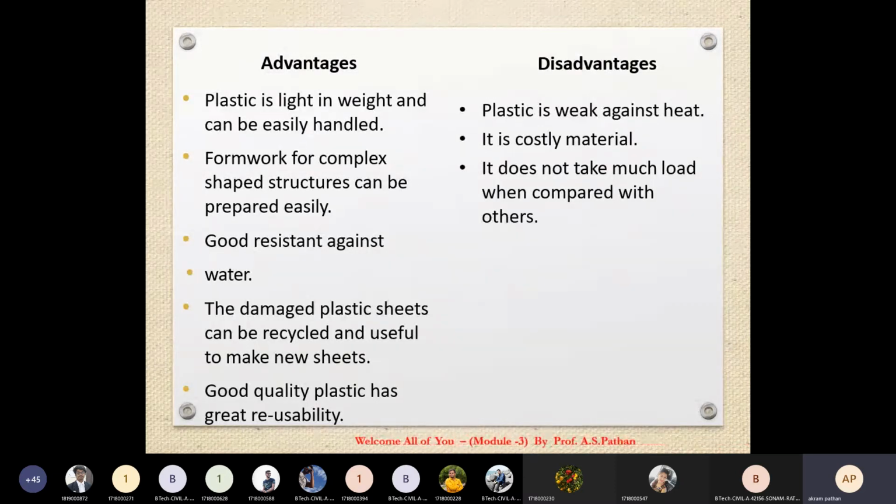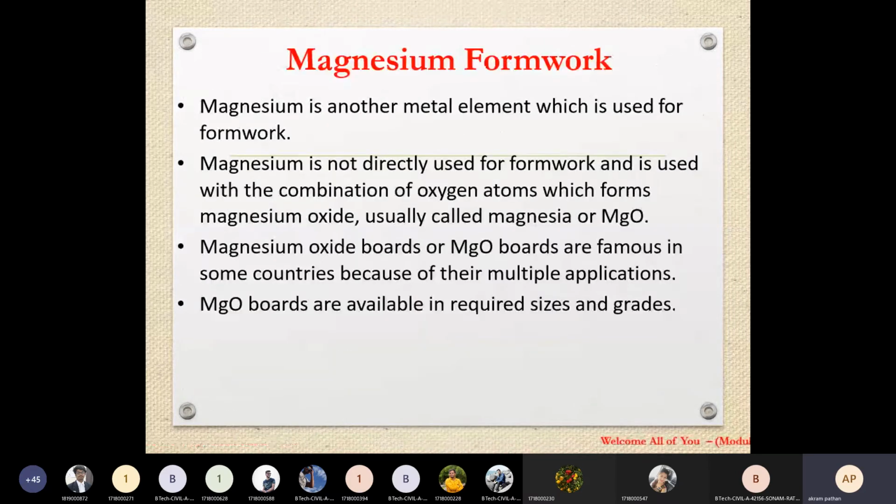So for light structures, or for what we call carving work, we can use this type of formwork. Where the architectural elevations are required, we have to use this kind of formwork for the elevation purpose. Then another type of formwork is magnesium formwork.